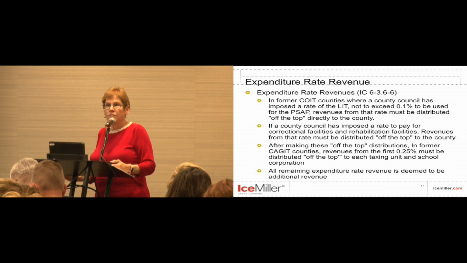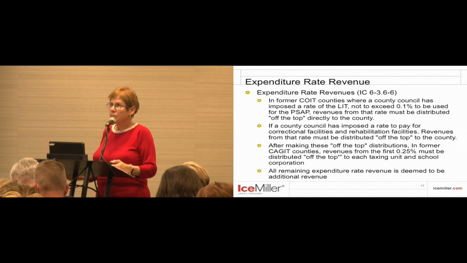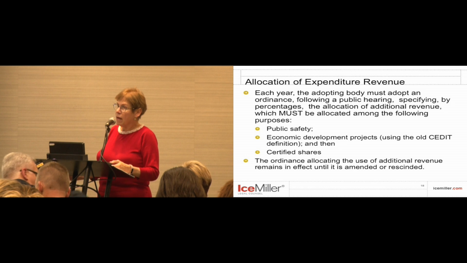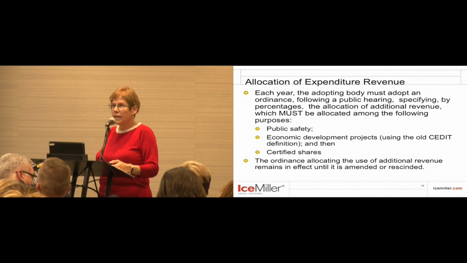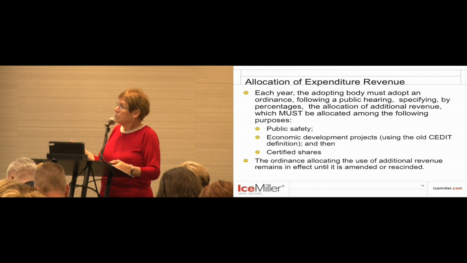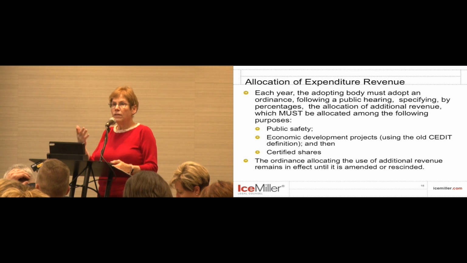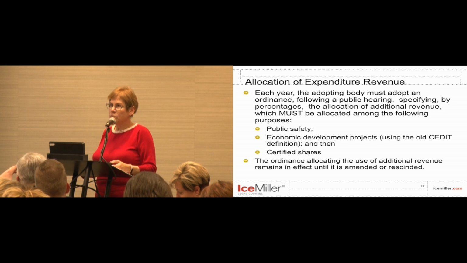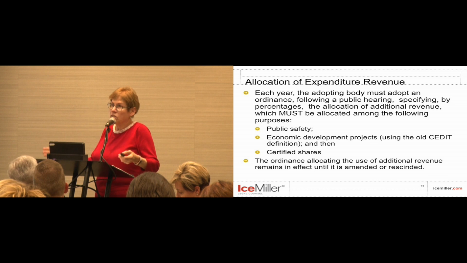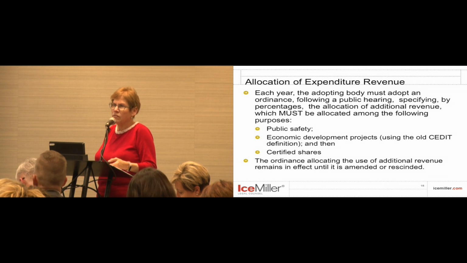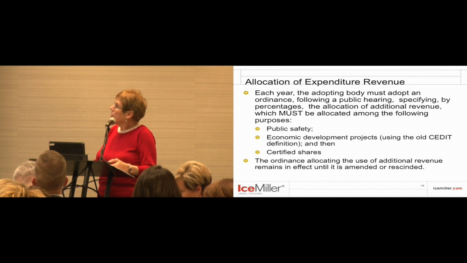Each year, the adopting body is supposed to adopt an ordinance allocating the expenditure rate revenue among three purposes: the public safety, the economic development, and certified shares. That ordinance remains in effect until it's rescinded. If you don't adopt an ordinance, you're going to be stuck with last year's rate or allocation, whatever that was, and I think that's been okay for most counties so far.